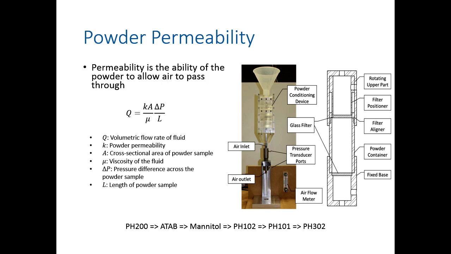And based on the values we calculated, the powders can be ranked where pH 200 has the highest permeability, with pH 302 as the least permeable powder. This suggests that powder-air interactions are more significant for pH 302 compared to pH 200.